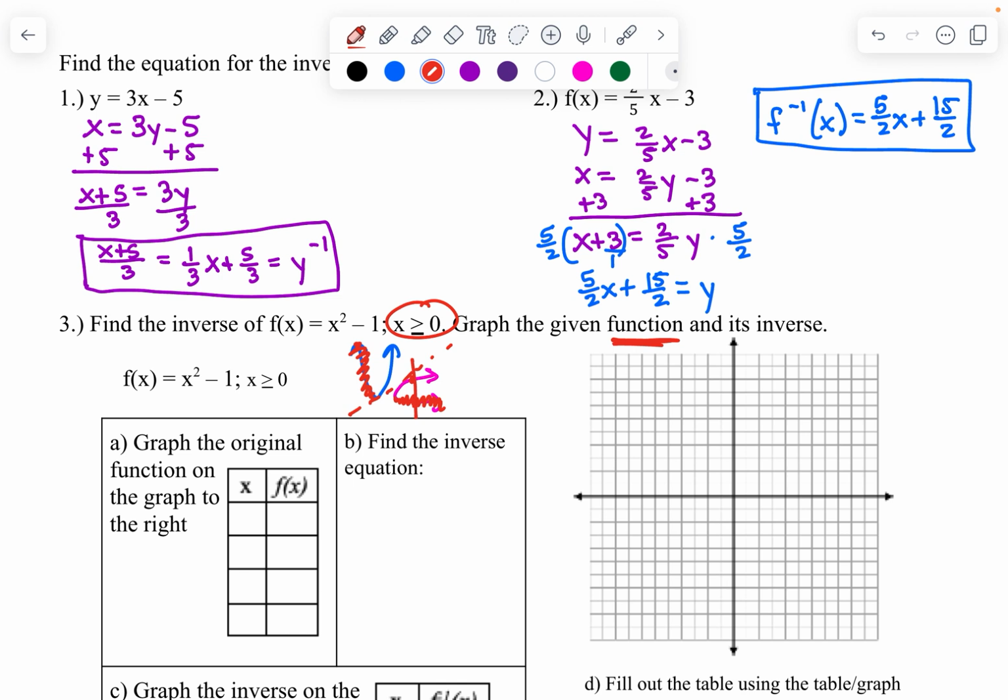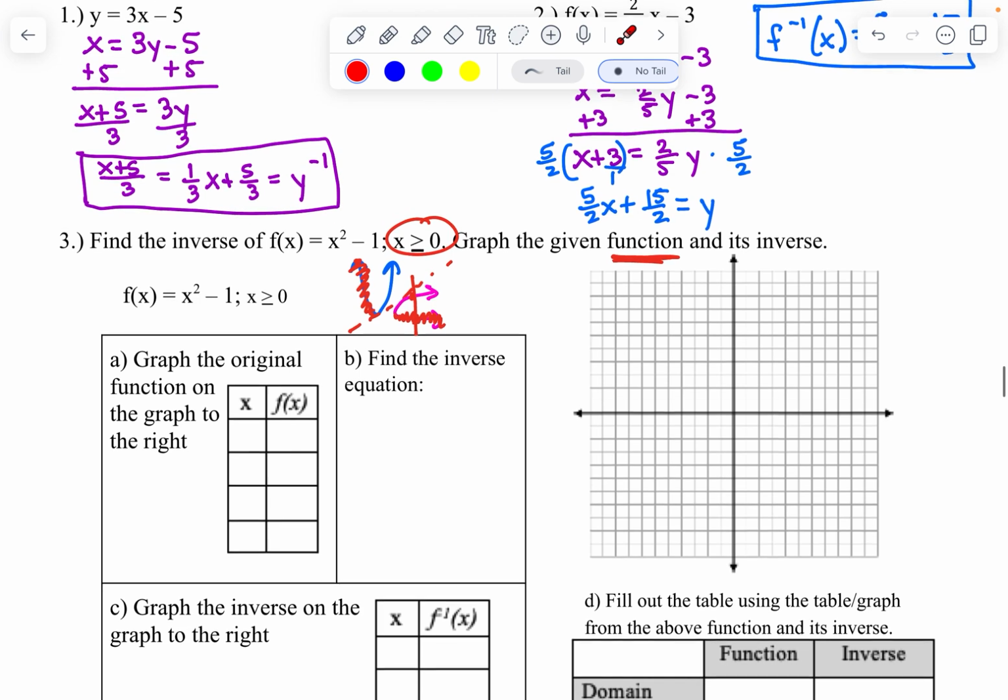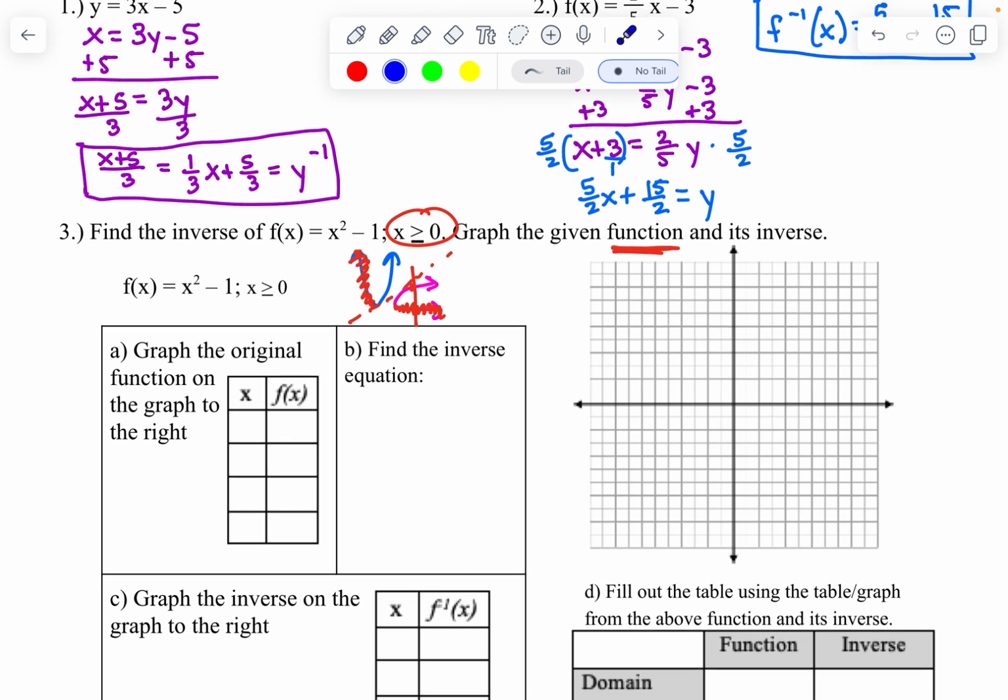And so this will need to happen for any even polynomial that we could give you. We've got to restrict that domain so that we only have half of the graph, and so its inverse passes the vertical line test and is in fact a function. So what it means is we're only going to use x values that are 0 or larger.